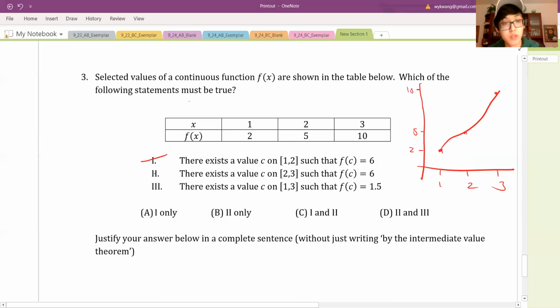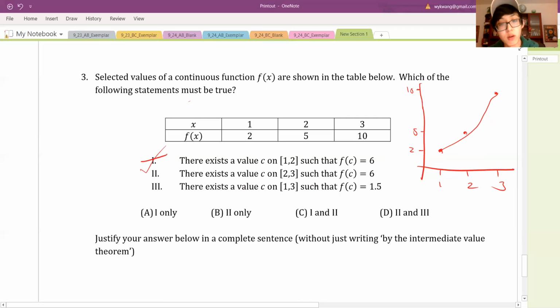Okay, number 2. There exists a value c on 2 to 3 such that f of c is equal to 6. So now it's asking from 2 to 3. Well, from 2 to 3, it goes from 5 to 10, right? Is 6 between 5 and 10? Yeah, it is, and it's a continuous function. So we know 6 must exist. It looks like it's met right around here, so that is a check mark.